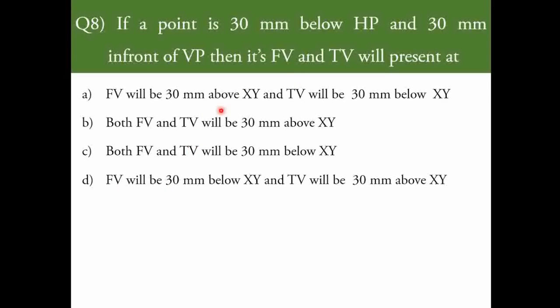Now as per the position of the point, below HP and in front of VP, that is the fourth quadrant. And in the last numerical we have seen that in the second quadrant both the views will be present above the XY line, and in the fourth quadrant both the views will be present below the XY line. So as per the fourth quadrant condition, the option which is applicable for the front view and top view position is that both will be 30 mm below the XY line, and that is the correct option.